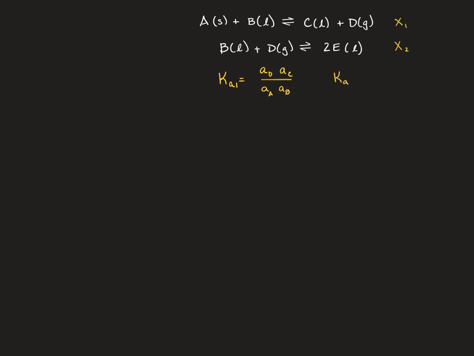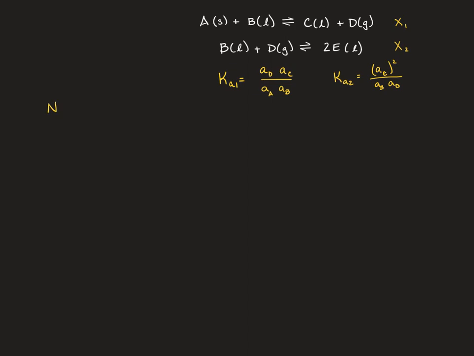And Ka2 is the activity of E squared over activity of B, activity of D. Okay, so we have that, so we need to figure out what those activities are. And recognizing that we have some solids, some liquids, some gases, we need to start with mole balances.